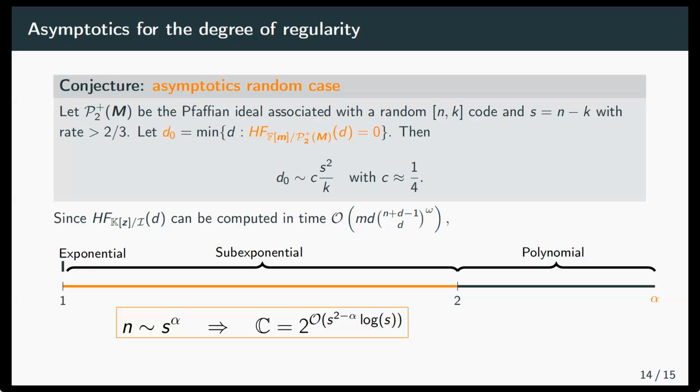So from our experiments, d0 grows asymptotically as s squared divided by k. And so by plugging in the complexity of computing the Hilbert function at some degree and doing the math, we obtain what I anticipated, this complexity that depends on alpha, where alpha is such that n grows as s to the alpha. And again, when alpha is between 1 and 2, we have a sub-exponential complexity.